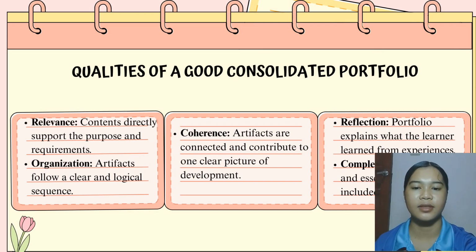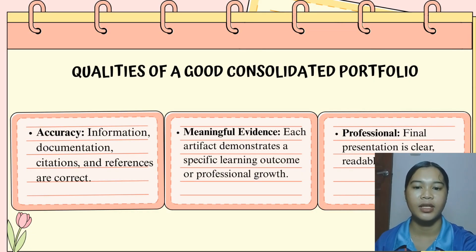Next is completeness. This means that all required and essential evidence should be included. Next one is accuracy. The information, documentation, citations, and references should be correct. Another is meaningful evidence. Each artifact should demonstrate a specific learning outcome or professional growth. And lastly, the portfolio should be professional. The final presentation should be clear, readable, and consistent.